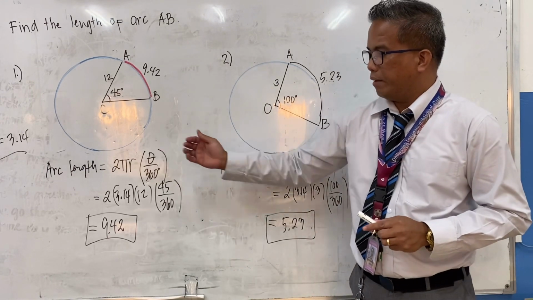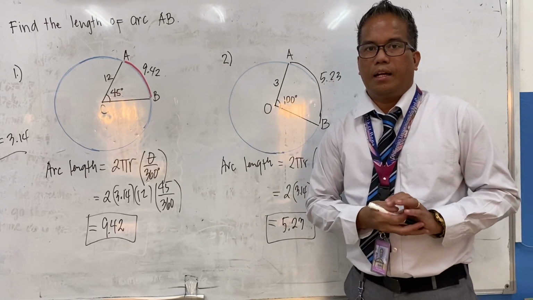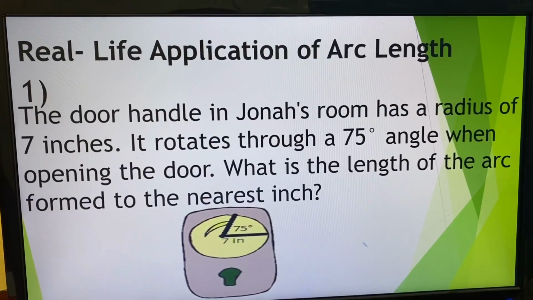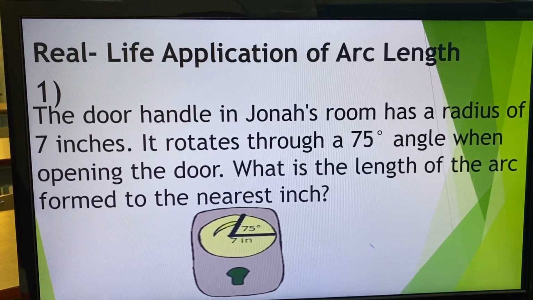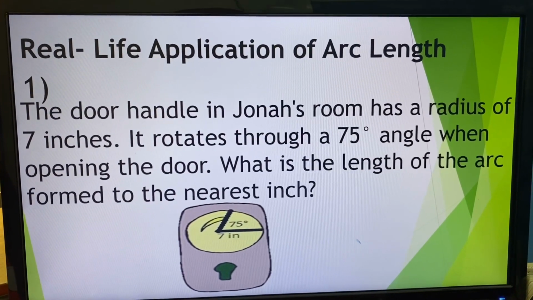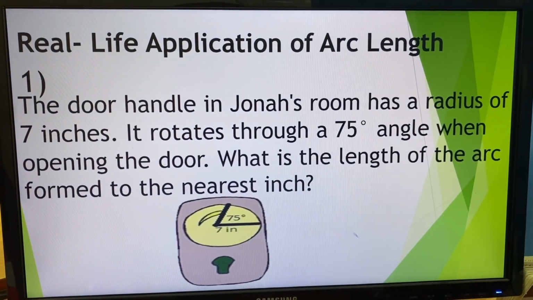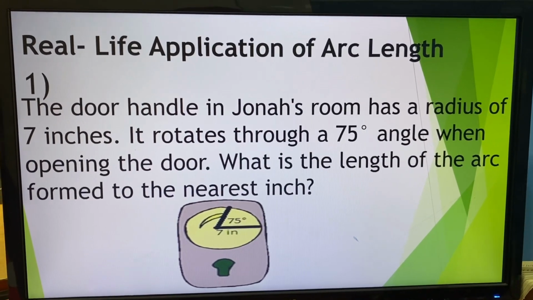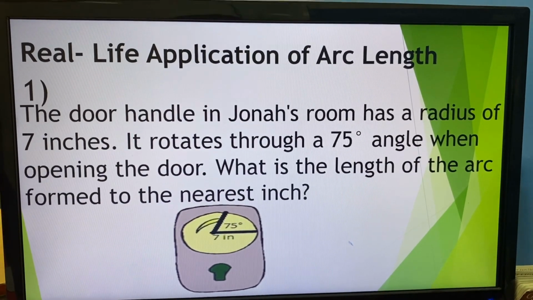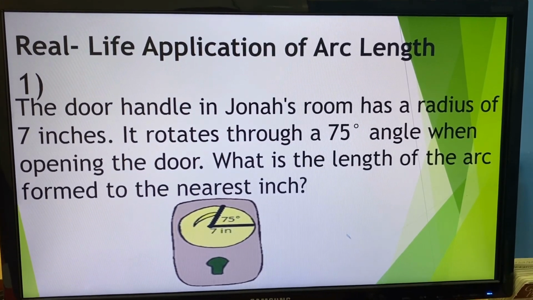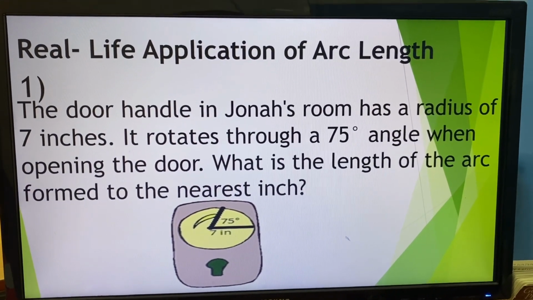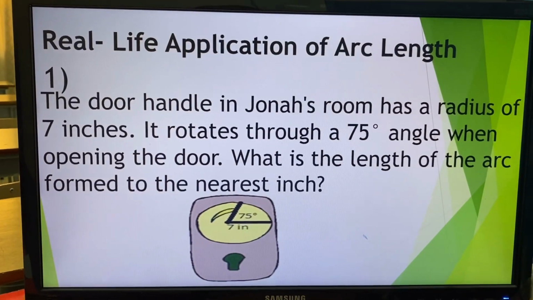Of course, we are guided by the formula. Our next question is about a real-life application of arc length. Number 1: the door handle in Jonas' room has a radius of 7 inches. It rotates through a 75 degrees angle when opening the door. What is the length of the arc formed to the nearest inch?